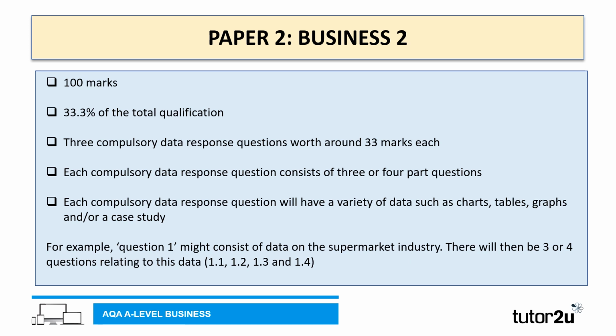Each compulsory data response question will have a variety of data such as charts, tables, graphs, and or a case study. So to give you an example, question 1 might consist of some data on the supermarket industry, such as some charts, some sales data, some tables, graphs, or it could also include a short case study on a particular supermarket or the supermarket industry in general.